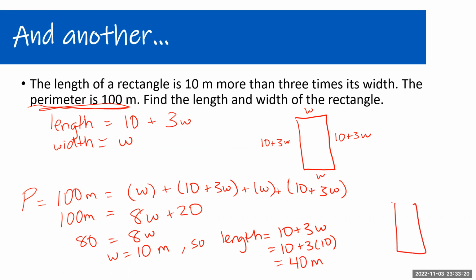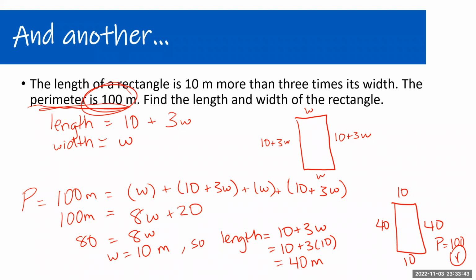Now, if we check this, right, 40, 40, 10, and 10, our perimeter is, in fact, going to be 100, right? 40 plus 10 is 50, plus 40 is 90, plus 10 is 100. That agrees with up here. So we know that the width is 10 and the length is 40.